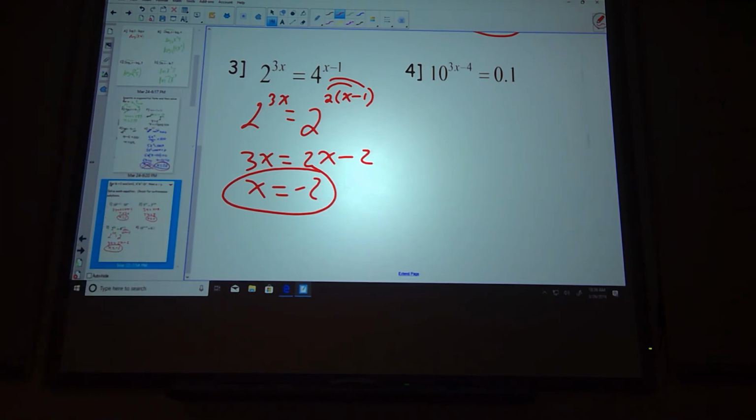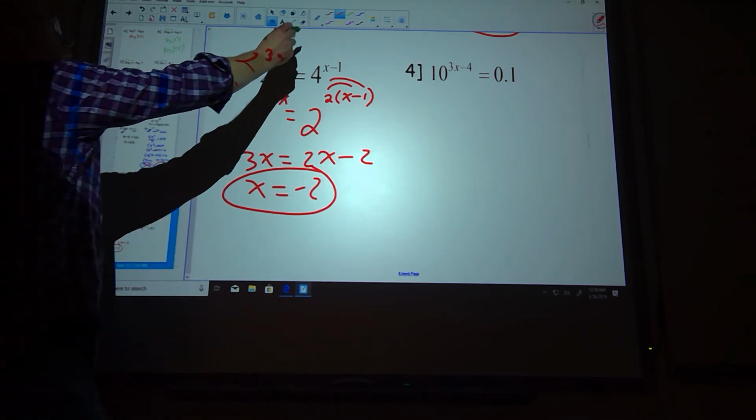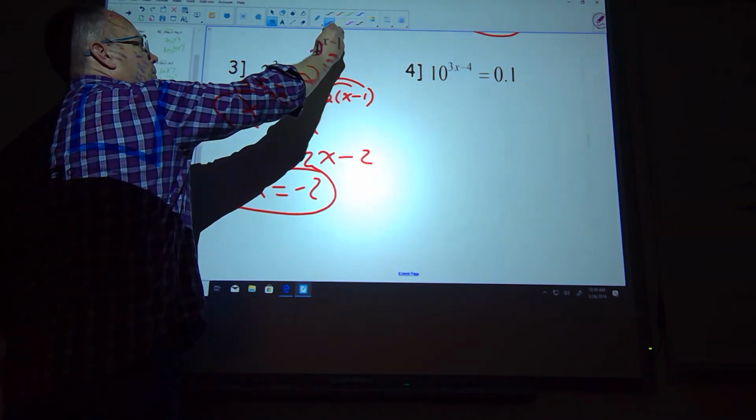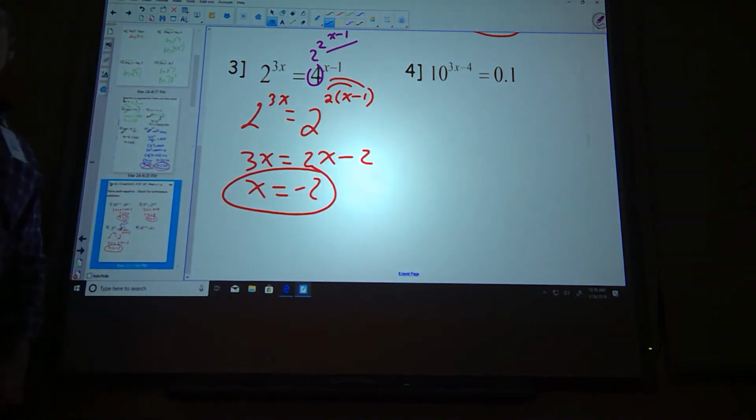Did you multiply by 2 or divide by 2 on that to get the same bases? Oh, I just converted this to 2 squared, and then that raises it up to that. So okay, then you multiply the exponents. Okay.